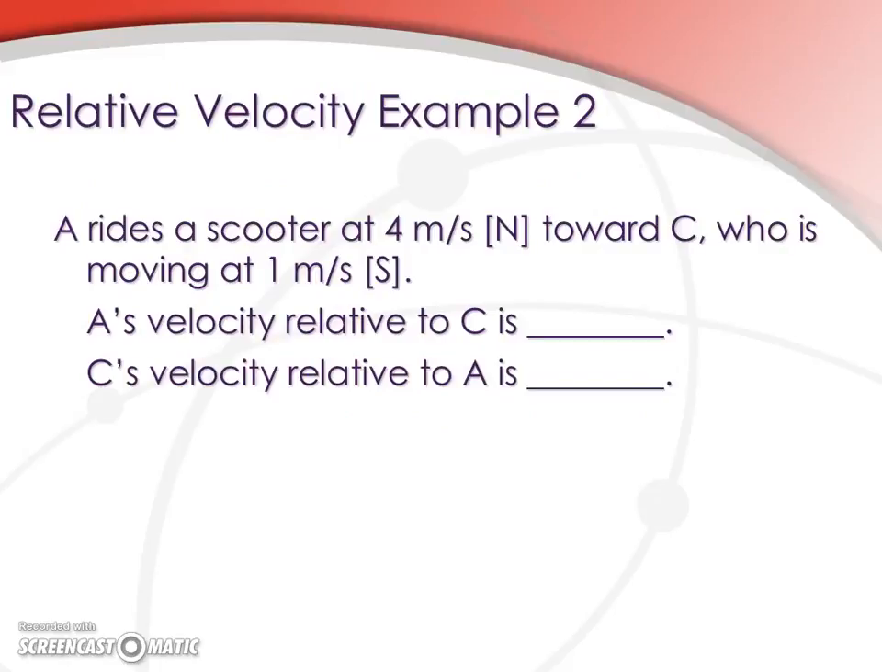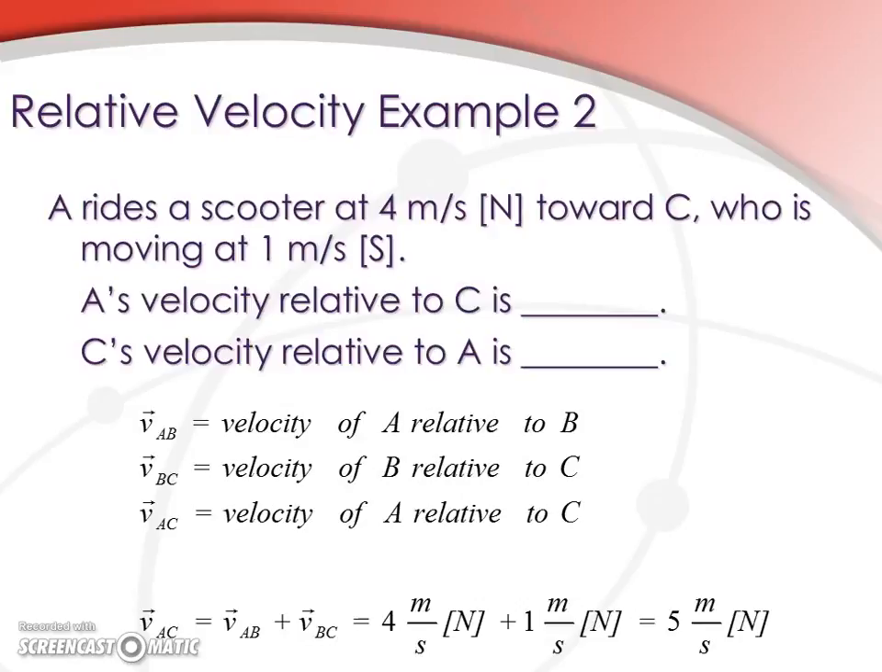Our second example, we're going to combine those two things. So Anita's riding her scooter again at 4 meters per second north toward Charlie, but Charlie's moving at 1 meter per second south. Now what are their relative velocities when we compare Anita to Charlie? Remember, both of them are moving. And we can go to our vector addition case again. We treat these like line segments.